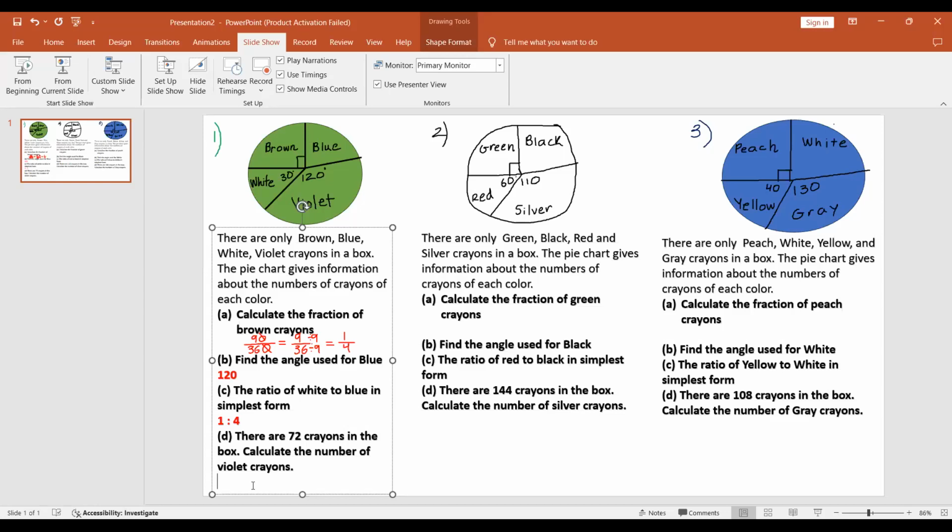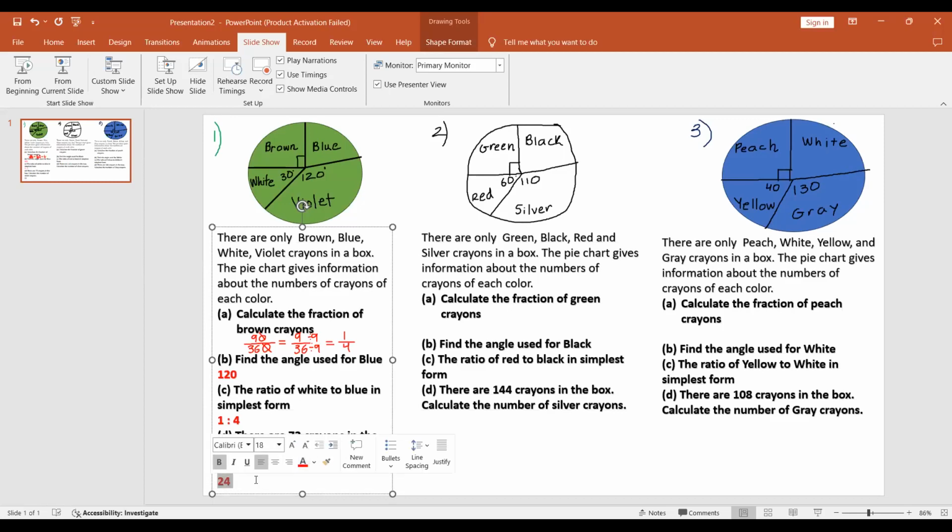How did you get 15? Isn't it supposed to be 12? Yes, sorry, it's supposed to be 12. So the answer for this one is 24. Did anyone else get 24? I got 24. Good. Very good.